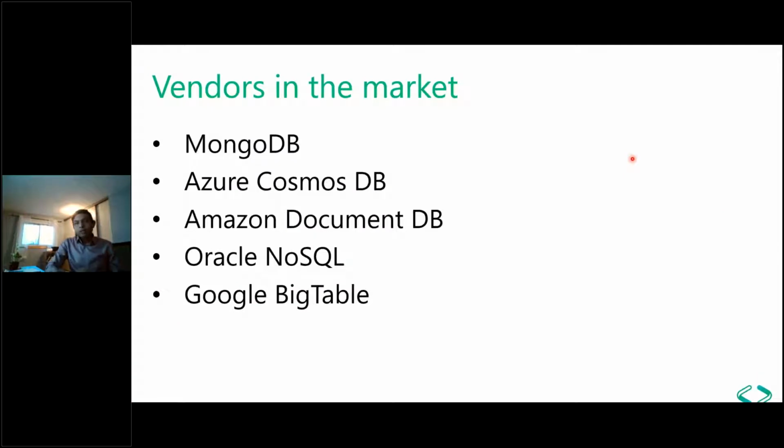So since we work with SQL databases, we know our vendors. Microsoft has SQL Server, and Teradata, Oracle, many. But think about when it comes to the NoSQL world, then what do you have? You have MongoDB. I could say that is the most popular one. Then we have Azure Cosmos DB, and Amazon has DocumentDB, and Oracle also has NoSQL. Then Google also has Bigtable.